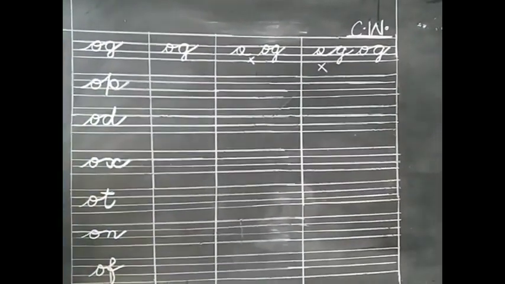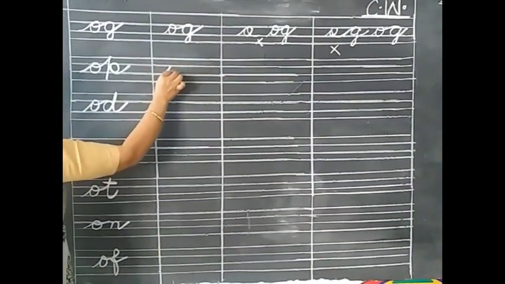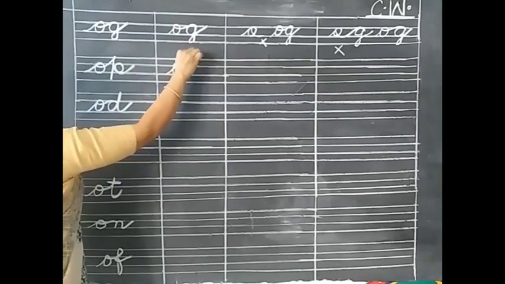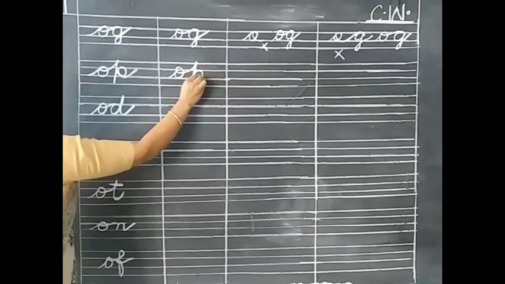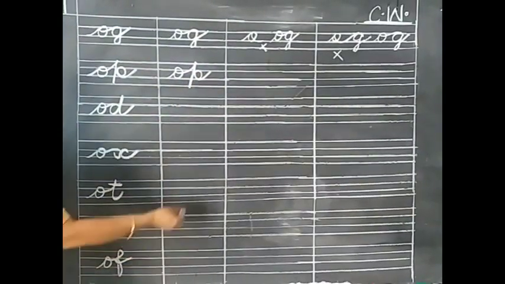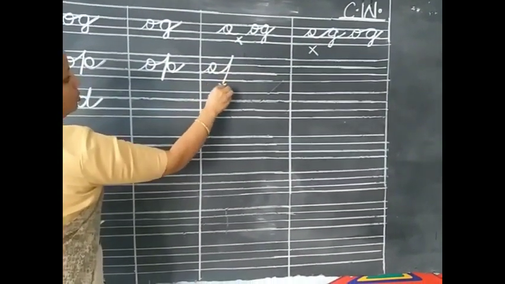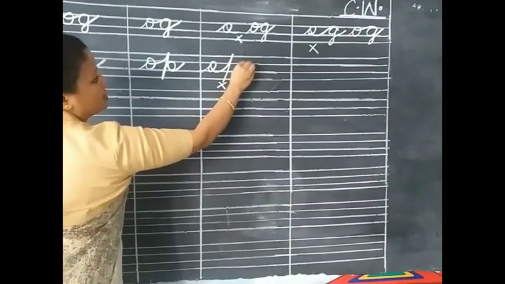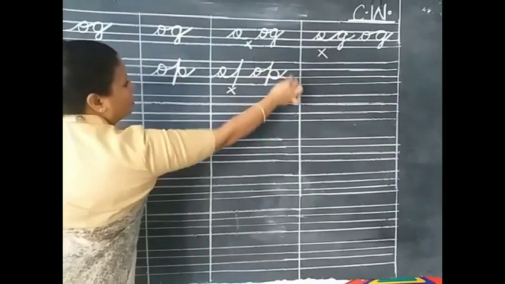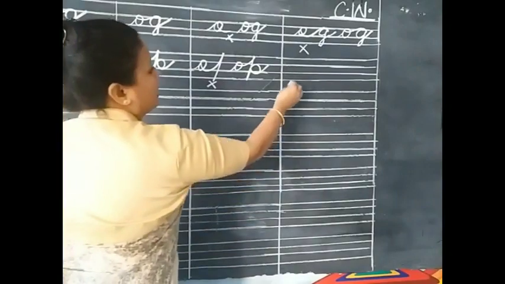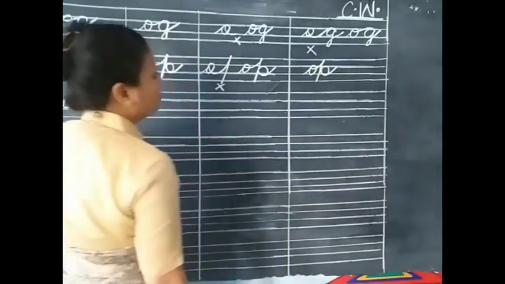Then the next word is op. So what you have to do, you have to make O and take your pencil to the first line, the top line. Then come to the last line, the third line, and then make a P. Op. You should not bring the pencil down and then take it up, like this. No. Make O like this, and take the pencil up from there. And then bring it back and make O, P, op. Once again I will write for you, O, P, op. Okay?